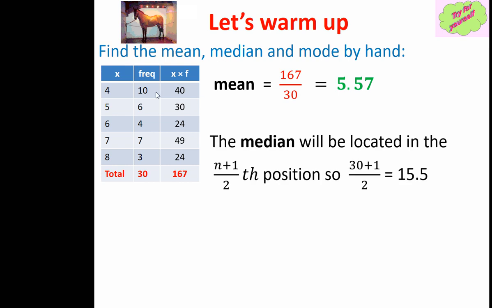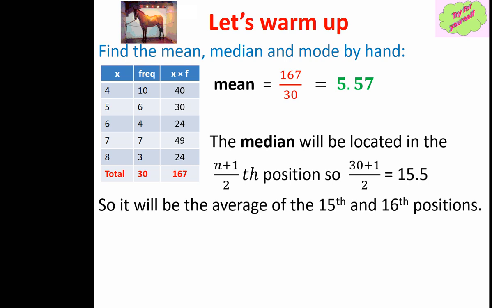Then the median, remember, will be located at its middle value. So we don't have it written out as a big list of numbers, instead we have it in a frequency table. So we use the fact that the median will be located in the (n+1)/2th position. So the middle position, the total frequency is 30, so n is 30. So the middle position will be in (30+1)/2, which is 31/2, which is the 15.5th position. So then you've got to count up to the 15.5th position, or you can think it will be the average of the 15th and the 16th positions.